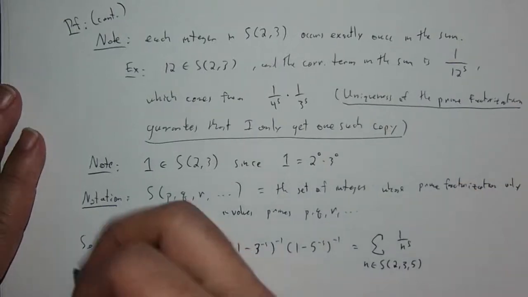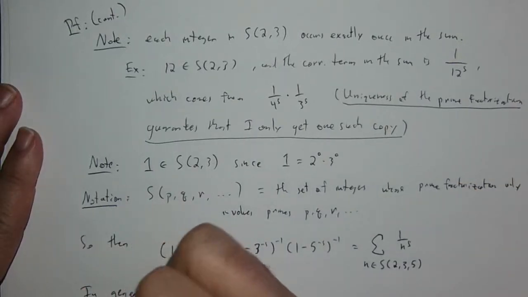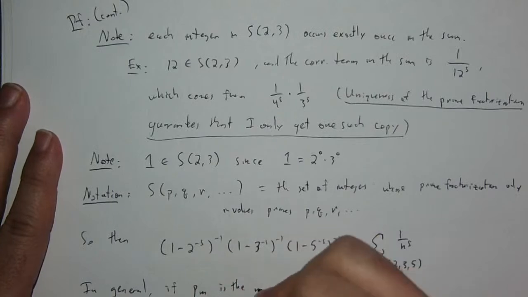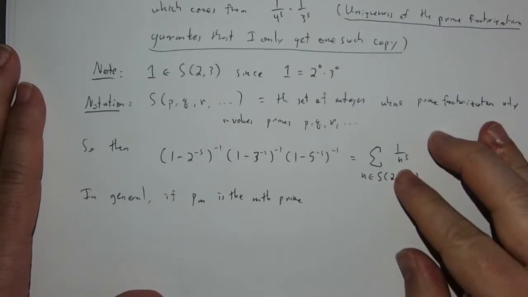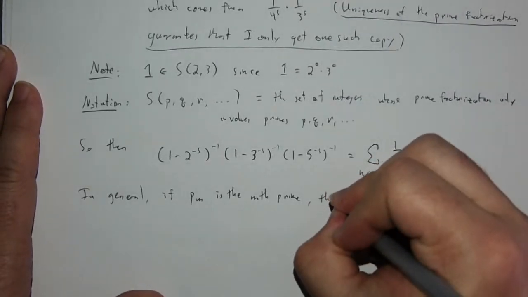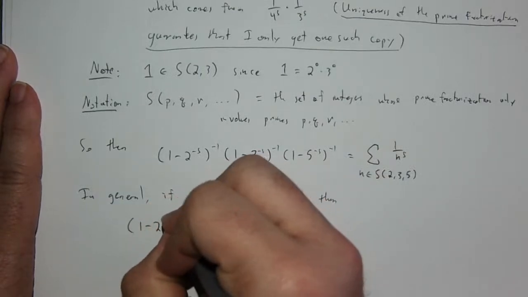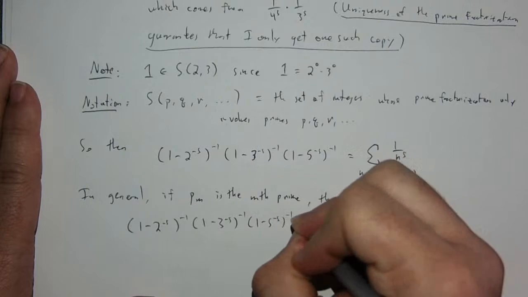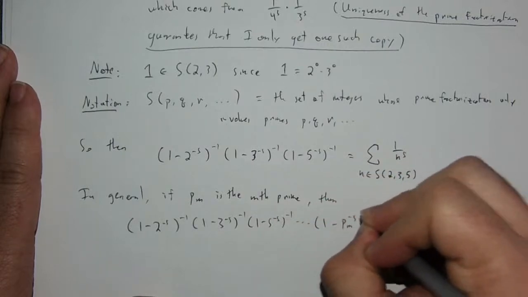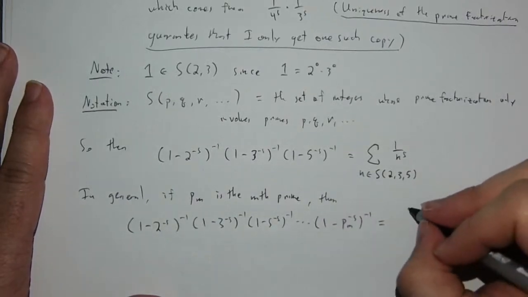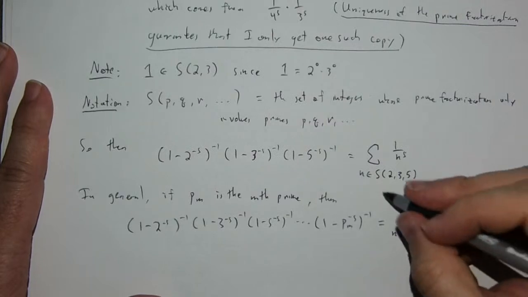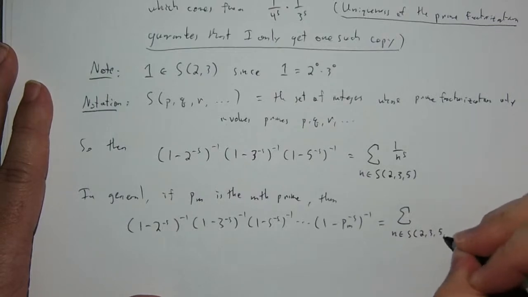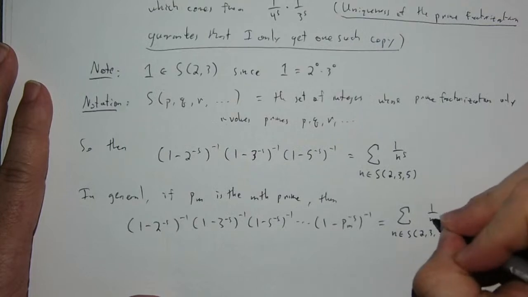Okay. So then in general, if P sub m is the mth prime, then the product of these things up to the mth prime yields this sum over integers with prime factorizations involving all primes up to the mth prime, 1 over n to the s.